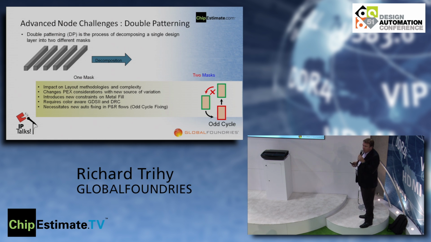So let me first talk about double patterning. Double patterning, as written there, is the process of decomposing a single design into two different masks. So what we're doing is we take a single device layer, we split it into two masks, and by doing that, we essentially double the pitch that we can achieve with lithography. But this brings a lot of challenges, okay?